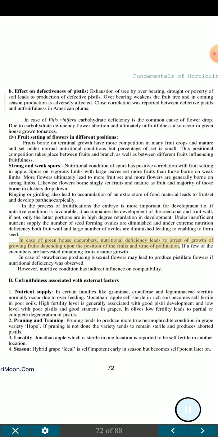In case of greenhouse cucumbers, nutritional deficiency leads to arrest of growth of growing fruits depending upon the position of the fruits and time of pollination. If a few of the cucumbers are harvested, remaining fruits resume growth. In case of strawberries, plants producing bisexual flowers may produce pistillate flowers if nutritional deficiency is observed. However, nutritive condition has indirect influence on compatibility.